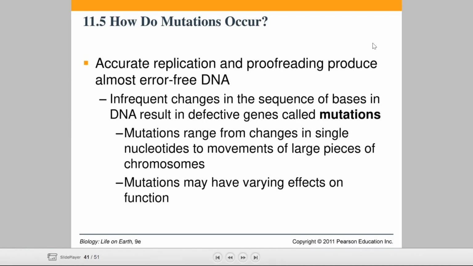So just as when we make books, you have an editor to proofread everything, the typos and misspellings, so does DNA replication. They have an editor to check that the DNA is almost error-free. What does it mean? The word almost means there are still infrequent changes in the sequence of bases in DNA. We call this mutation, spontaneous mutation, ranging from changes in a single nucleotide, just one letter, to movement of large pieces of chromosome, hundreds or thousands of letters. Therefore, the effects also come in varying degrees. Some are beneficial, but mutation frequently has a deleterious effect, rarely beneficial.